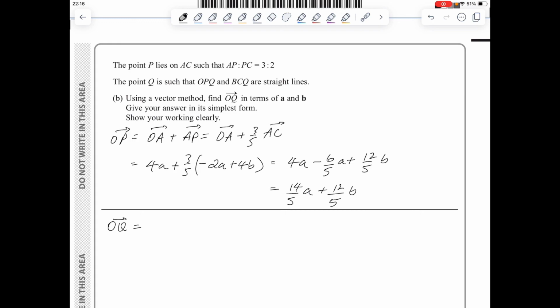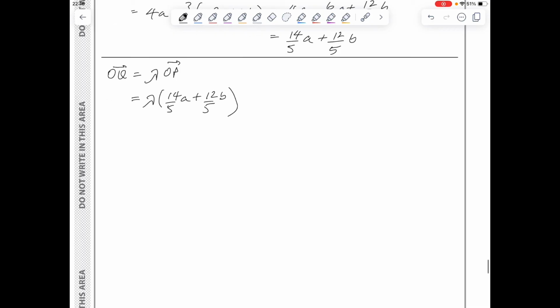First, it's the direct one. OQ is a multiple of OP, so let's write lambda of OP. So lambda of 14 over 5A plus 12 over 5B. Let's expand. That's 14 over 5 lambda A plus 12 over 5 lambda B. So let's do the alternative now.